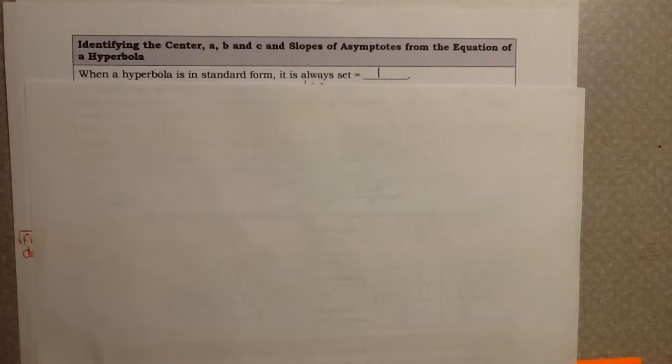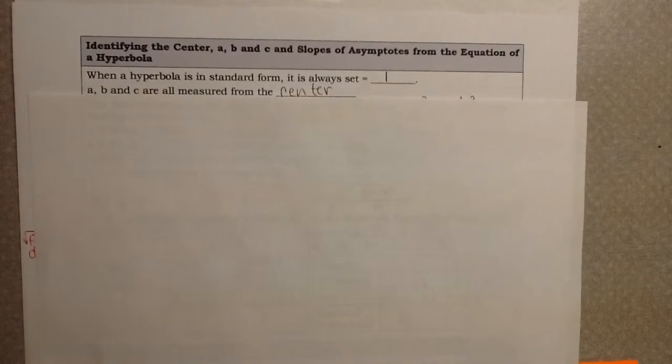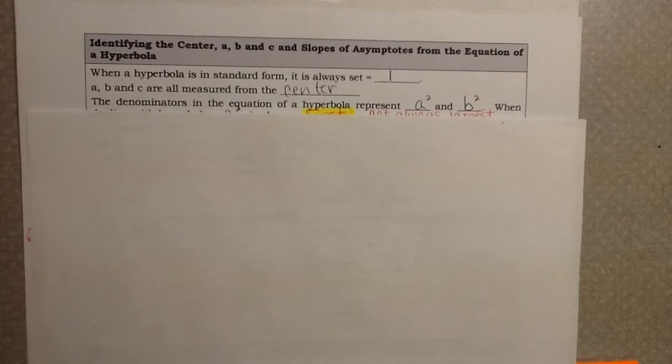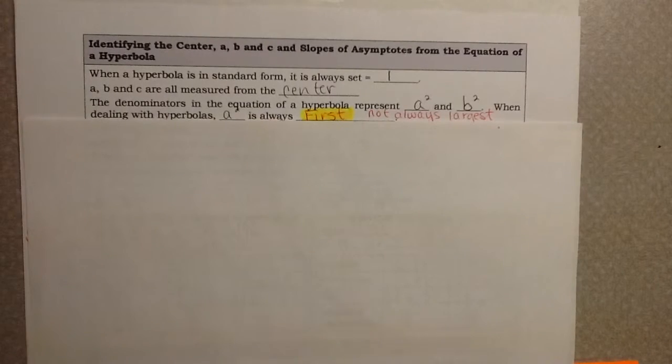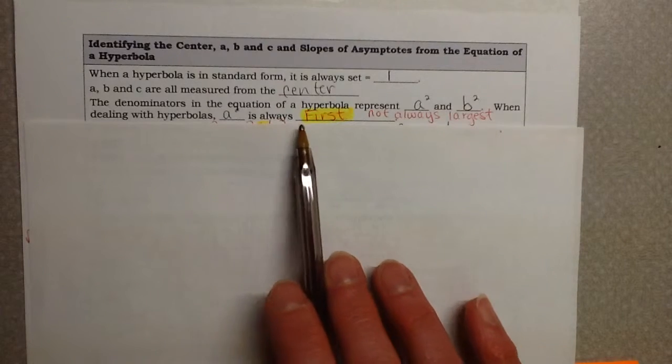All right, so we're going to identify the center, a, b, and c, and the slopes of the asymptotes. So same thing as an ellipse. When a hyperbola is in standard form, it's always set equal to 1. a, b, and c are all measured from the center, so sounds like just an ellipse. The denominators in the equation of a hyperbola represent a squared and b squared. Now here comes a difference, a huge difference. a squared is always the first.